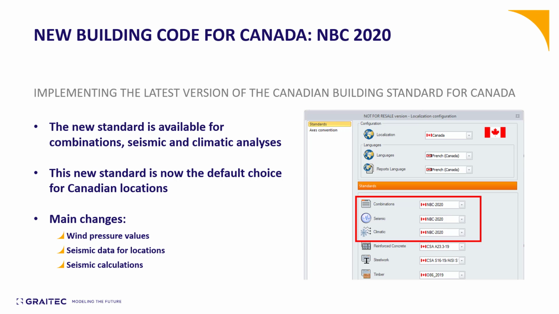The first point is the last version of the Canadian building standard that is now implemented. It brings major changes in the area of wind loads and seismic calculations. This version of the standard is now the default choice for the Canadian locations, and changes are related mainly to the database with wind pressure values, to the database with seismic data for locations, and main changes are related to seismic calculations.